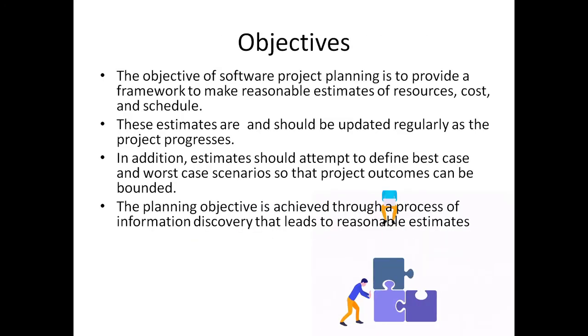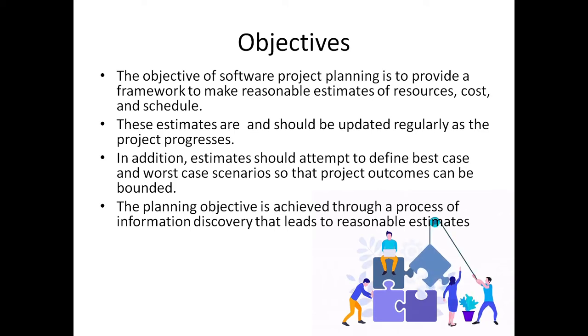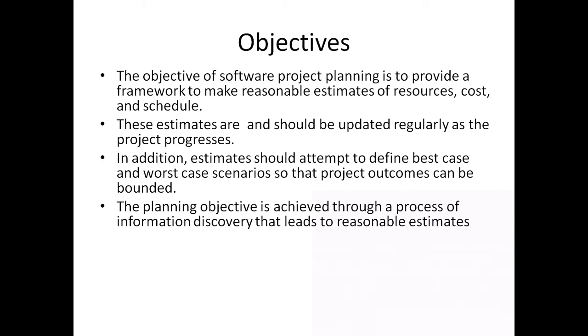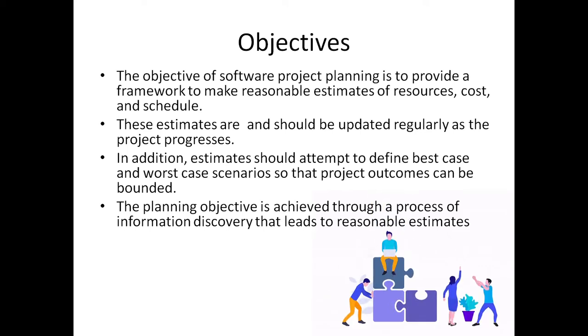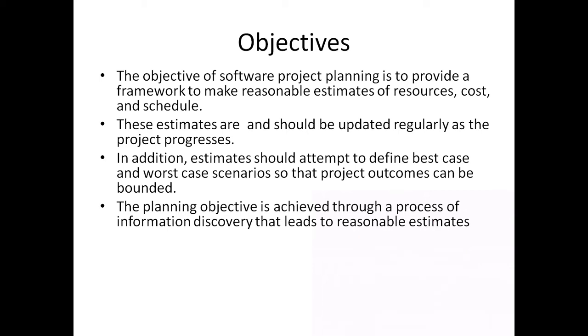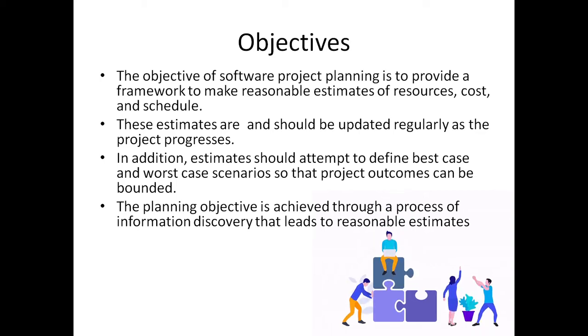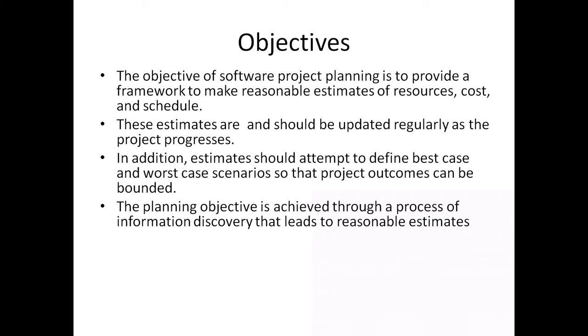Objectives. The objective of software project planning is to provide a framework to make reasonable estimates of resources, cost, and schedule. These estimates should be updated regularly as the project progresses. In addition, estimates should attempt to define best case and worst case scenarios so that project outcomes can be bounded. The planning objective is achieved through a process of information discovery that leads to reasonable estimates.